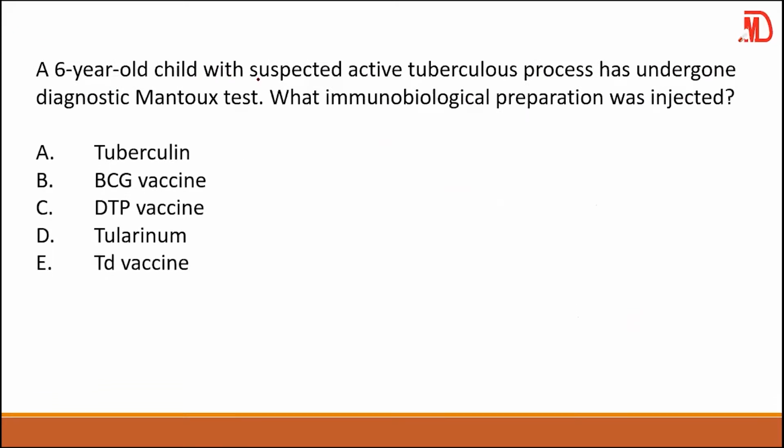A 6-year-old child with a suspected active tuberculosis process has undergone diagnostic Mantoux test. What immunobiological preparation was injected? What about tuberculosis? So tuberculosis, you are talking of tuberculin. As simple as that. Tuberculosis, you're talking about tuberculin. So that is what was injected. So your answer here is A. All right.